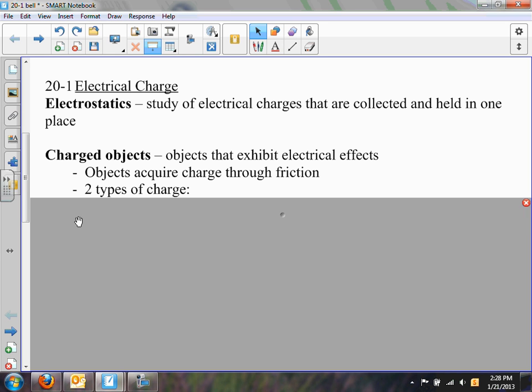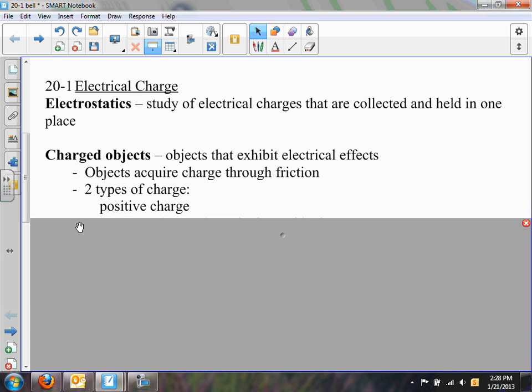The two types of charge are simply a positive charge and negative charge. These are arbitrarily defined. We could have called them red and blue. We could have called them up and down. We just happen to call them positive and negative.